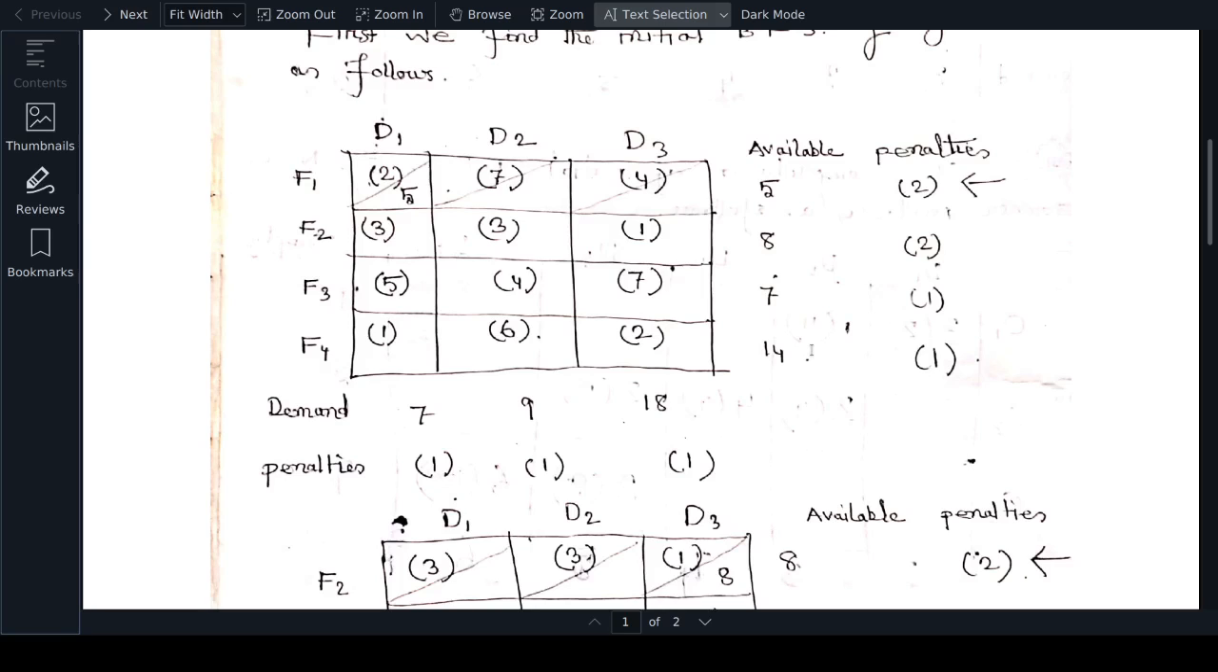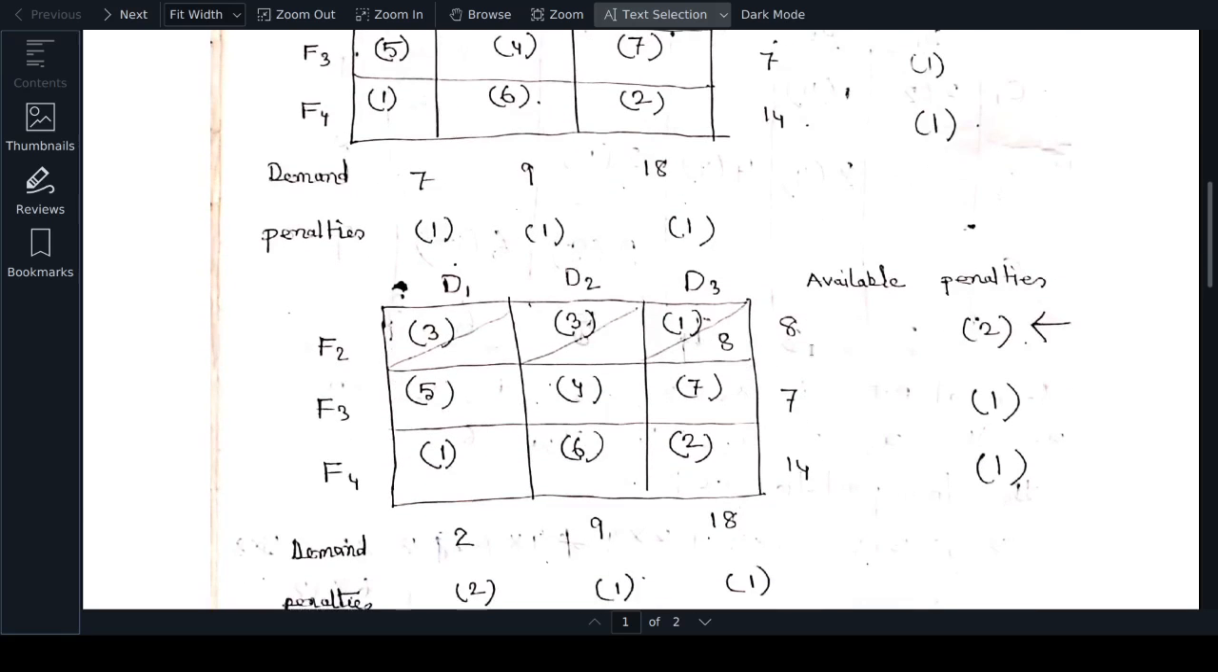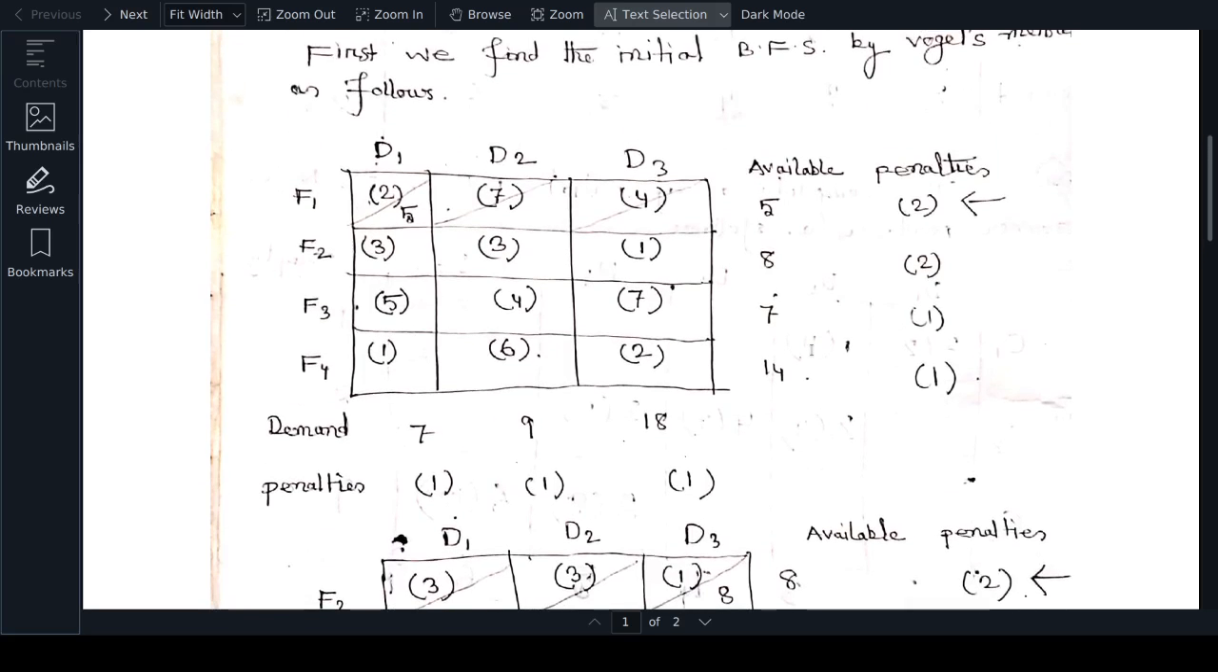Then you see the F3 row and F4 row, because F2 is already completed. So F3 row and F4 row, D1 column, D2 column, D3 column. So availability is F3 row 7, then F4 is 14, and D1 column 2, then D2 is 9, and D3 will be: already given 8. So out of 18, 8 already allocated, so remaining is 10. So you write here 10, right?